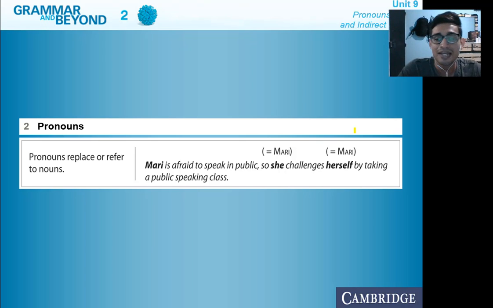Also, we have used another pronoun, which is herself. Herself is a reflexive pronoun. We will study these pronouns ahead, okay? Now, let's continue.